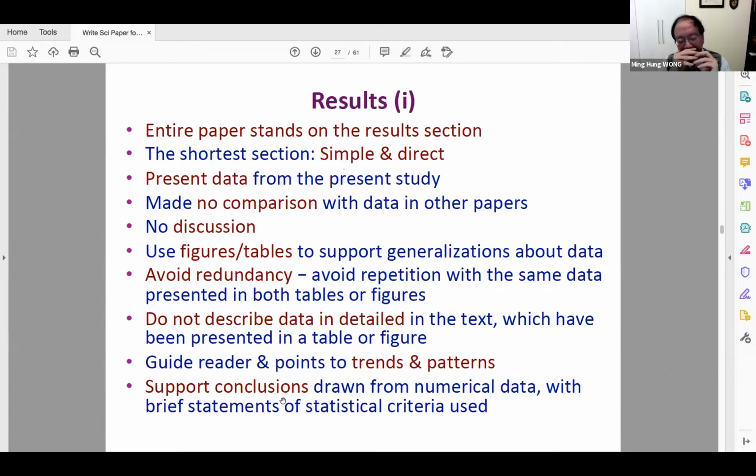The best thing to do is to use figures and tables to support generalization about the data you obtain. And try to avoid redundancy, to avoid repetition of the same data which are presented in both tables and figures. Do not describe the data in detail in the text because they have been presented in a table or figure. The idea of the results section is to guide the reader and point to trends and patterns, because results are important because they support conclusions which are drawn from numerical data. So we only include brief statements of the statistical criteria you use.